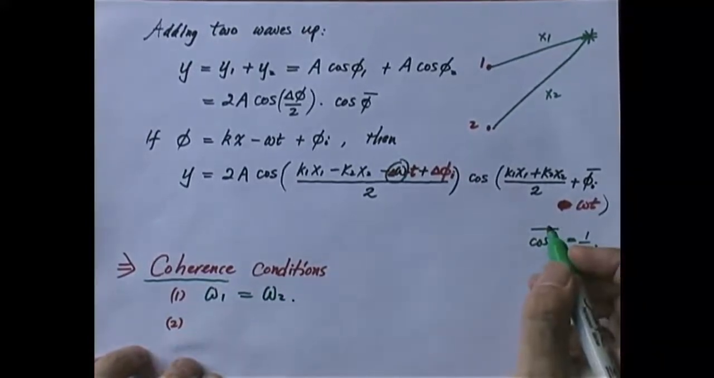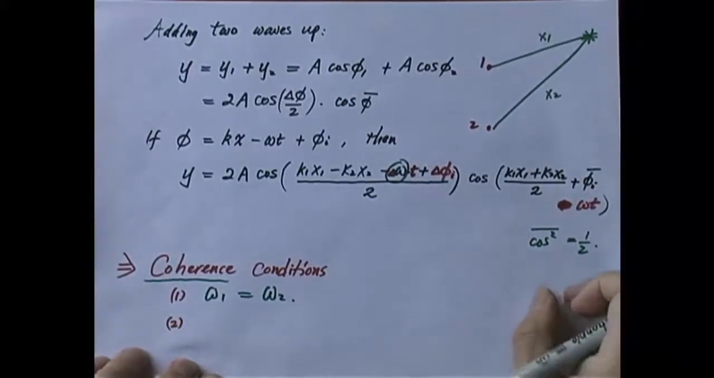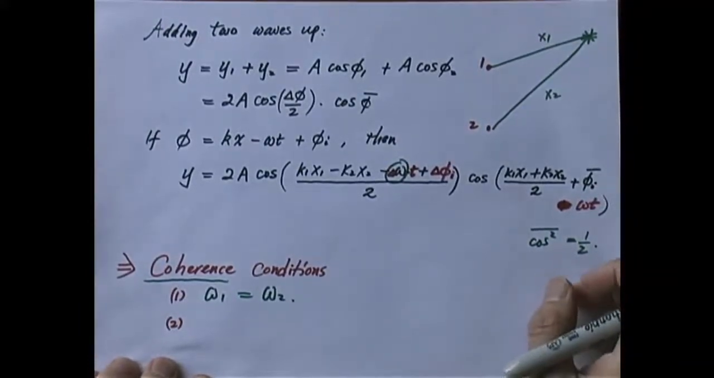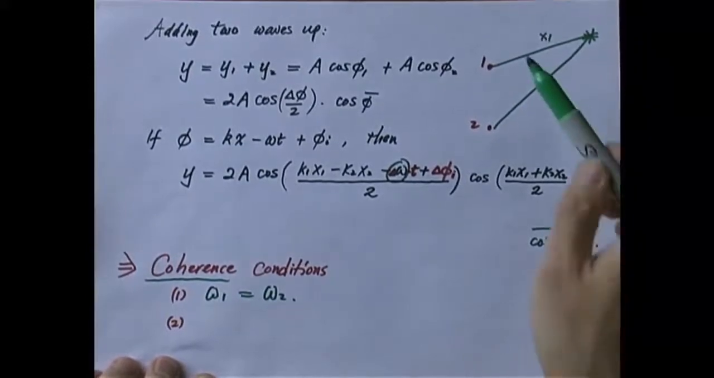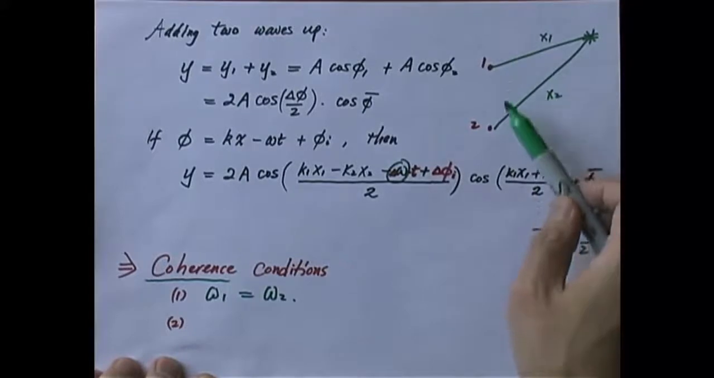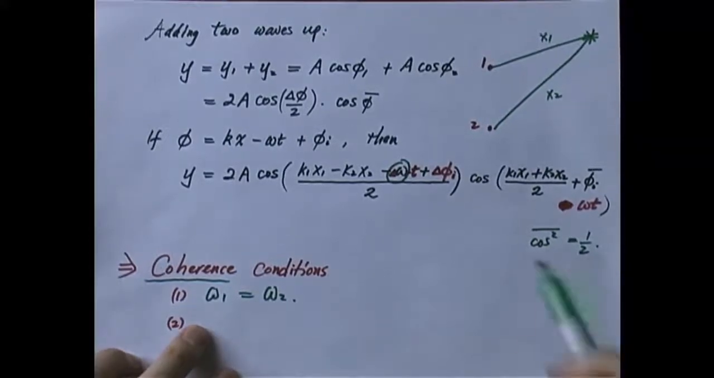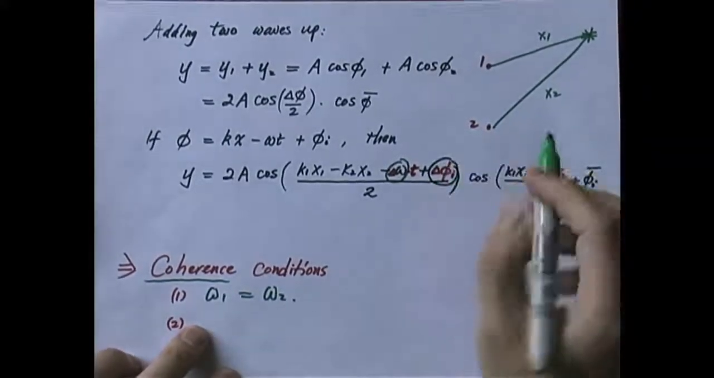So the first condition is omega 1 equals omega 2. If two waves want to be coherent, they have to have the same frequency or same color. In the case of visible light, they must have the same color. So basically we're saying that we're looking at monochromatic light causing an interference. Two waves with different colors will never interfere to form a stable pattern. Now, is that the only condition? Well, it looks like it's the only condition, but we might have overlooked something.